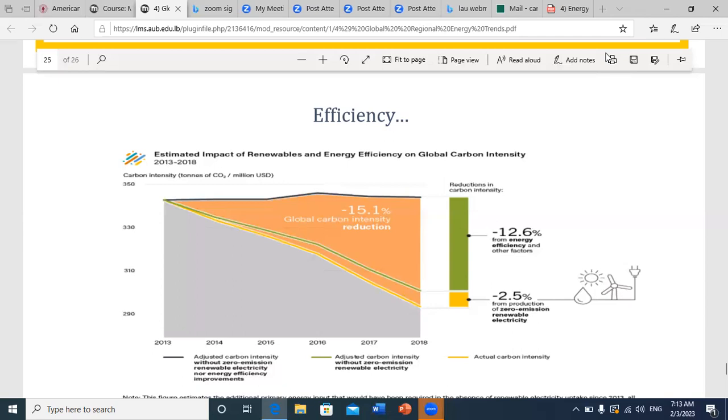And since you are relying on renewable energy, you will reduce the consumption of fossil fuels, and you will reduce relying on sources of energy that are not renewable and that can be harmful for the environment. So as we can see here, increase of efficiency will lead to a high reduction in global carbon intensity, and we were able to have 15.1% reduction between 2013 and 2018.